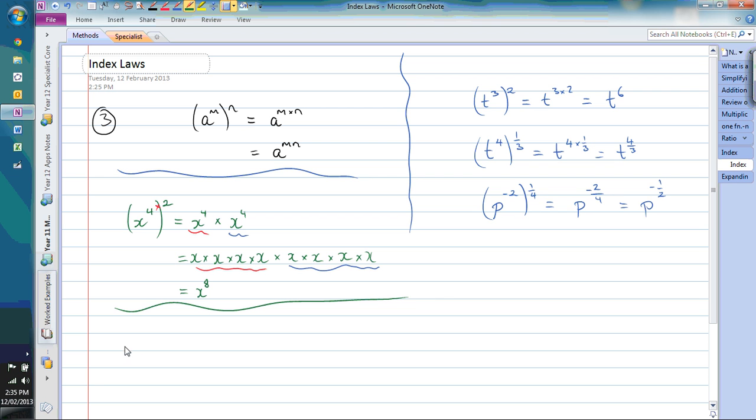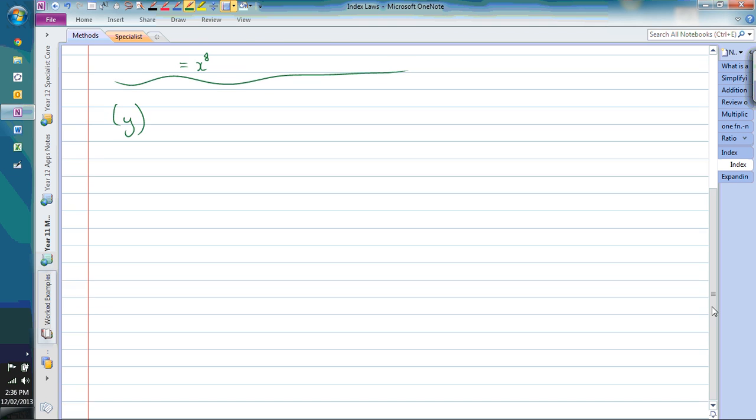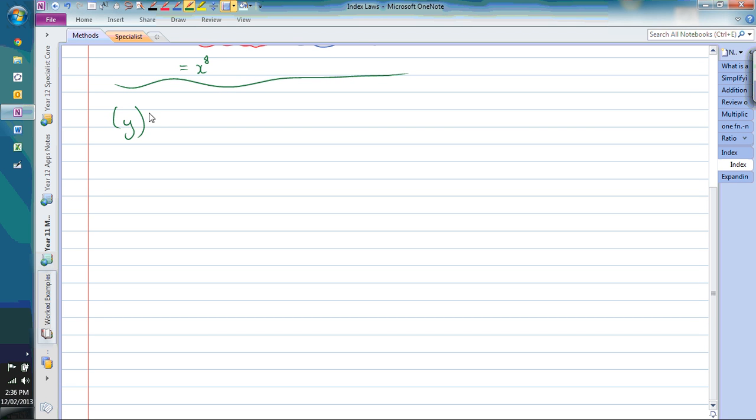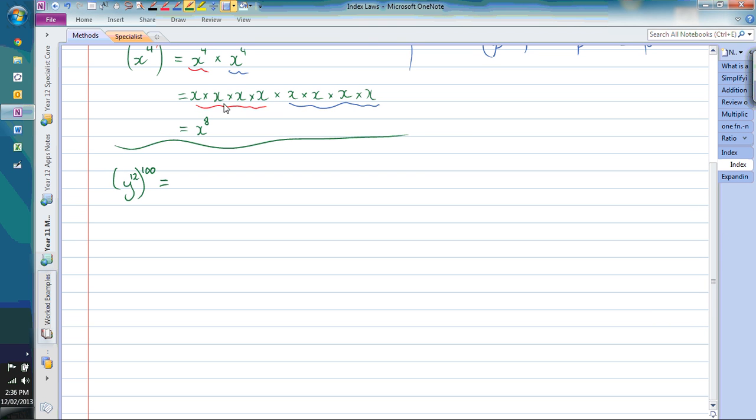And picking a nasty example to show why this is useful, scroll down a little bit. Let's pick some bigger numbers. 12 to the power of 100. Now, I don't have to just write out all of these y's, because I'd have to do a set of 12 y's and then another set of 12 y's and another set of 12 y's until I've got 100 sets. That would take forever and be a waste of paper and just dumb.